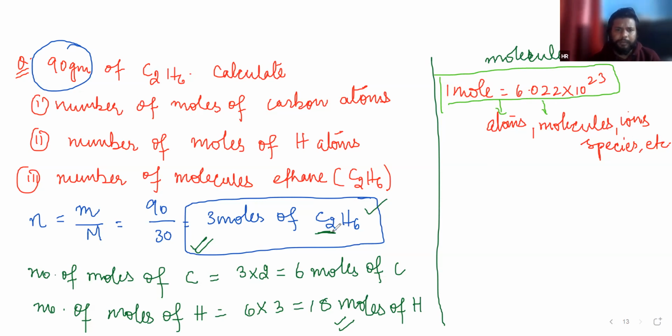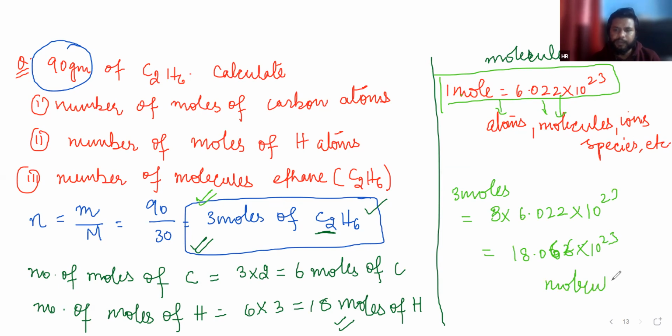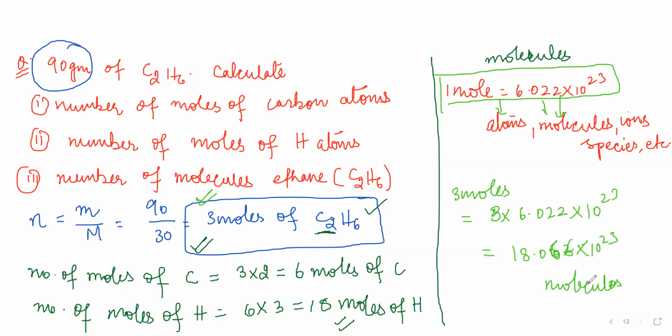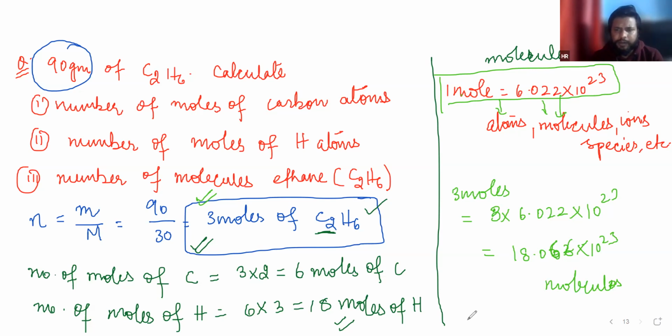So I'm asking about molecules, and we know that 1 mole is equal to this many molecules. So for 3 moles, how many molecules are present? 3 into 6.022 into 10 raised to the power 23, and it will be equal to 18.066 into 10 raised to the power 23 molecules. Krishna, you have to change it to standard form, right? 1.8 into 10 raised to the power 24 molecules.